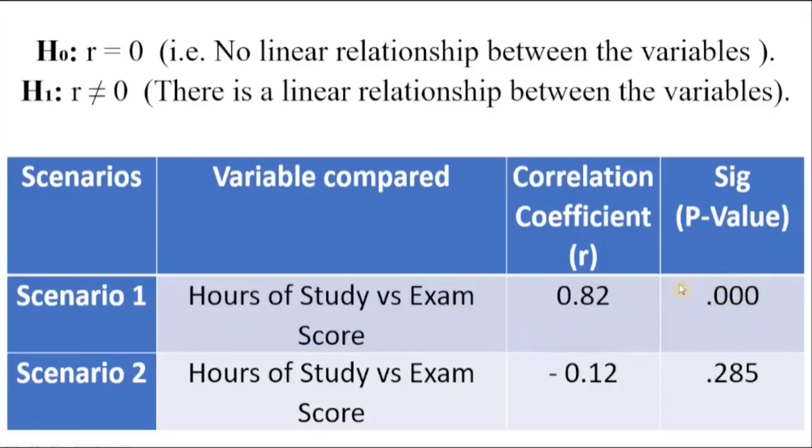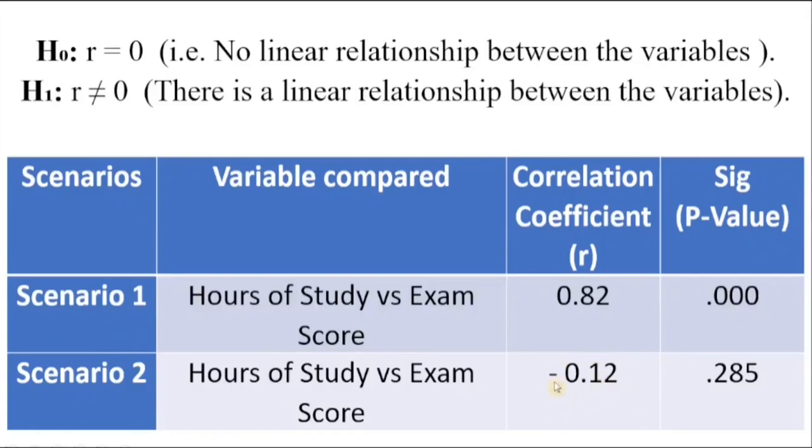According to the general rule, if the p-value is less than or equal to 0.05, there is a statistically significant difference. This means that there is a statistically significant relationship between the two variables. So by statistical decision, we will reject the null hypothesis because the relationship observed is statistically significant. In scenario 2, the correlation coefficient is -0.12, and this is negative.